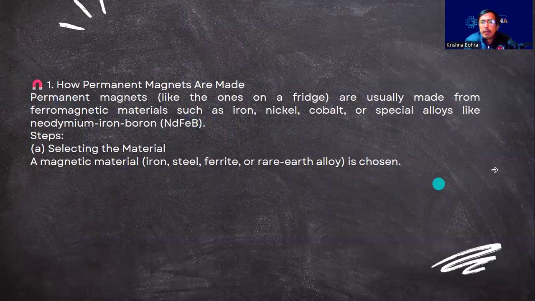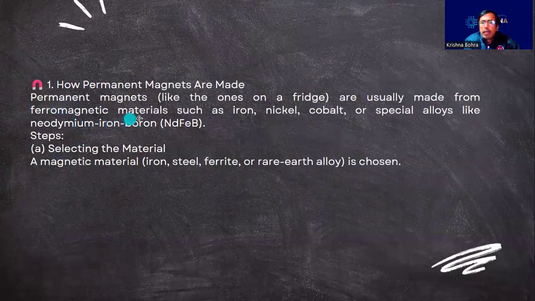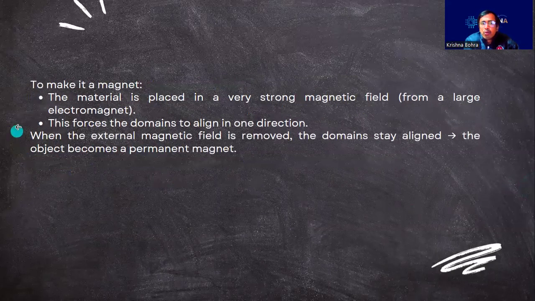So how are permanent magnets made? To make any object a permanent magnet, we have to select a particular object, and it must be made up of iron, nickel, and cobalt, or their special alloys like neodymium iron boron. Abbreviated, we call it NdFeB. So we have chosen the magnet material.